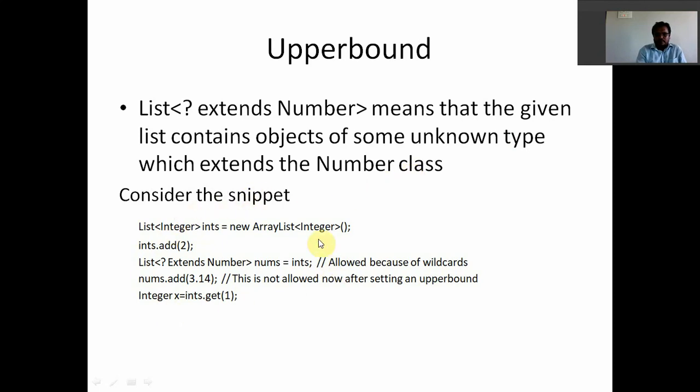The following snippet explains the upper bound concept. Here we are creating an Integer type generic object, ints, so we are adding only integer values. Then List question mark extends Number nums, and we are assigning ints here. Ints is allowed because of wildcards. But nums.add(3.14) is not allowed after setting the upper bound.